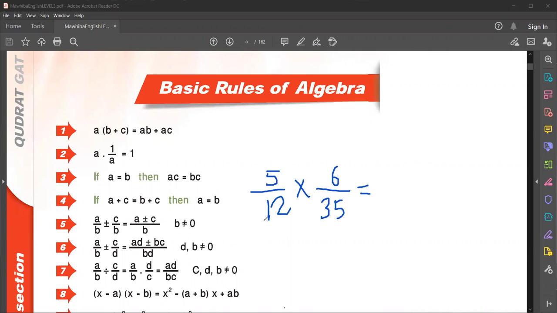How do I solve this problem? Also, you simplify. If you have simplifying between the up and down, you can do it. Divided here by 5 equals 1, and divided here by 5 equals 7. Also between 6 and 12, divided here by 6 equals 1, and 12 divided by 6 equals 2. Then you can multiply 1 times 1 equals 1, and 2 times 7 equals 14, right?